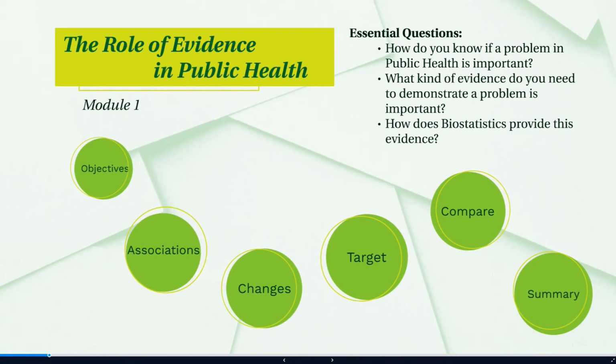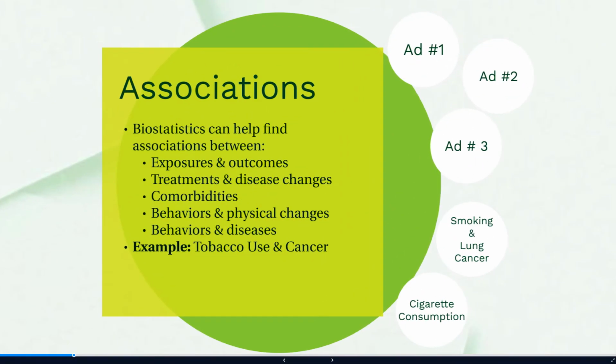So what can biostatistics do? Biostatistics can look at associations, changes, can use biostatistics to target our resources and to compare populations. Let's look at associations. Biostatistics can help find associations between exposures and outcomes. That's the most common general way to phrase epidemiological research: who's been exposed and who has the outcome of interest.